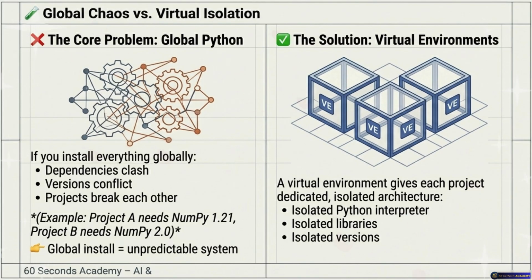To bring back my kitchen analogy from earlier, installing globally is like having a massive shared apartment building kitchen for every single resident in the building. That sounds like a nightmare. It is. Project A is cooking a roast and needs the oven set to 350 degrees, which relies on NumPy version 1.21. Okay. But Project B is baking bread and cranks the oven to 400 degrees, relying on NumPy 2.0. If they share one single global kitchen, they are constantly ruining each other's dinner. That is perfectly put. Right. A global install guarantees an entirely unpredictable system because your projects are fighting over the exact same resources.